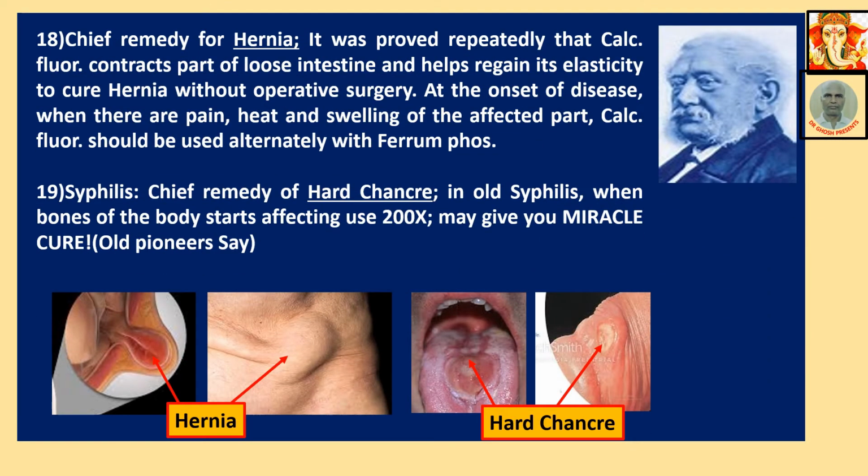A chief remedy for hernia. Hernia means protrusion of some abdominal content in the space between abdominal skin and internal layer of the abdomen. Just note this figure, you can understand what is called hernia. This is nothing but content of abdomen, mainly maybe part of intestine. That is hernia. It was proved repeatedly that Calcarea flour contracts the part of loose intestine and helps regain its elasticity to cure hernia without operative surgery.